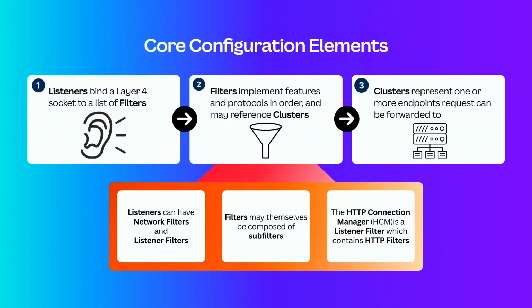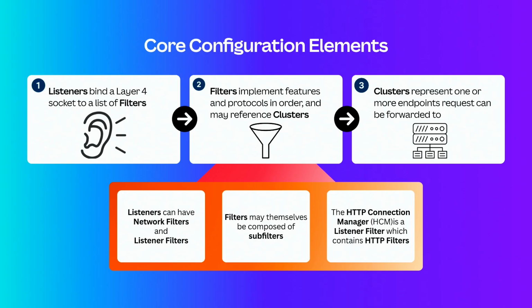There are three major core configuration elements within Envoy that you need to be aware of, and the relationships between them. There are listeners, which basically bind a layer 4 socket, so a TCP listener, to a list of filters. Filters are then what actually implement the features that we all love, things like TLS, things like HTTP, things like HTTP routing. And then all of this flows towards clusters.